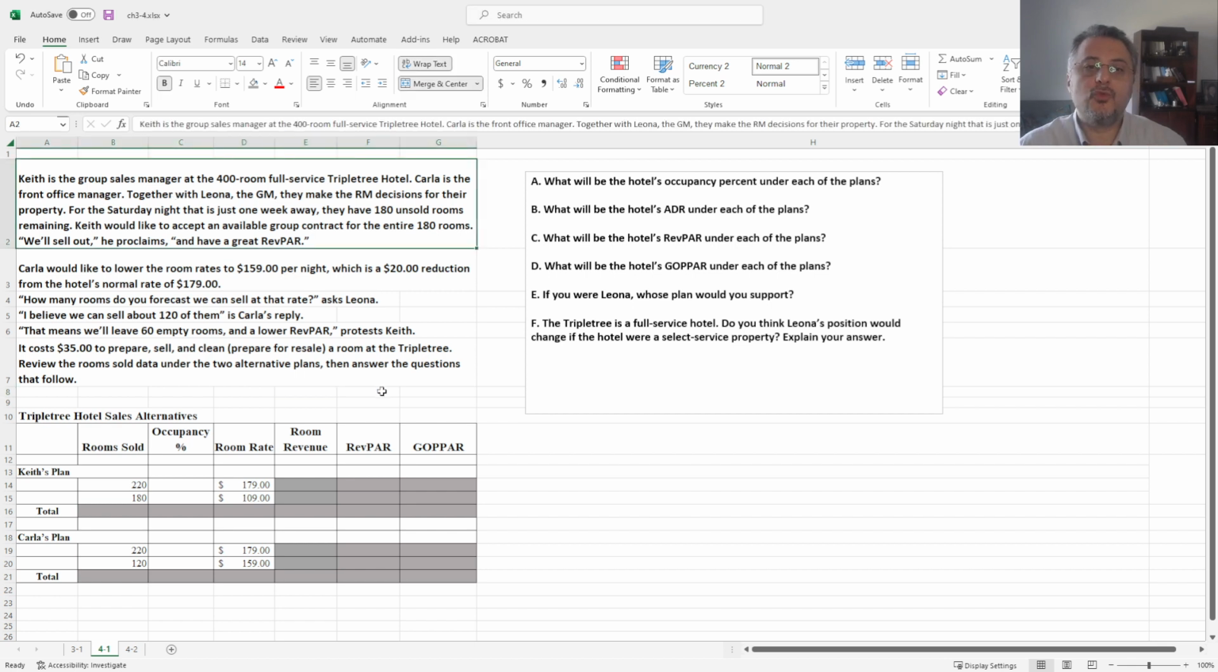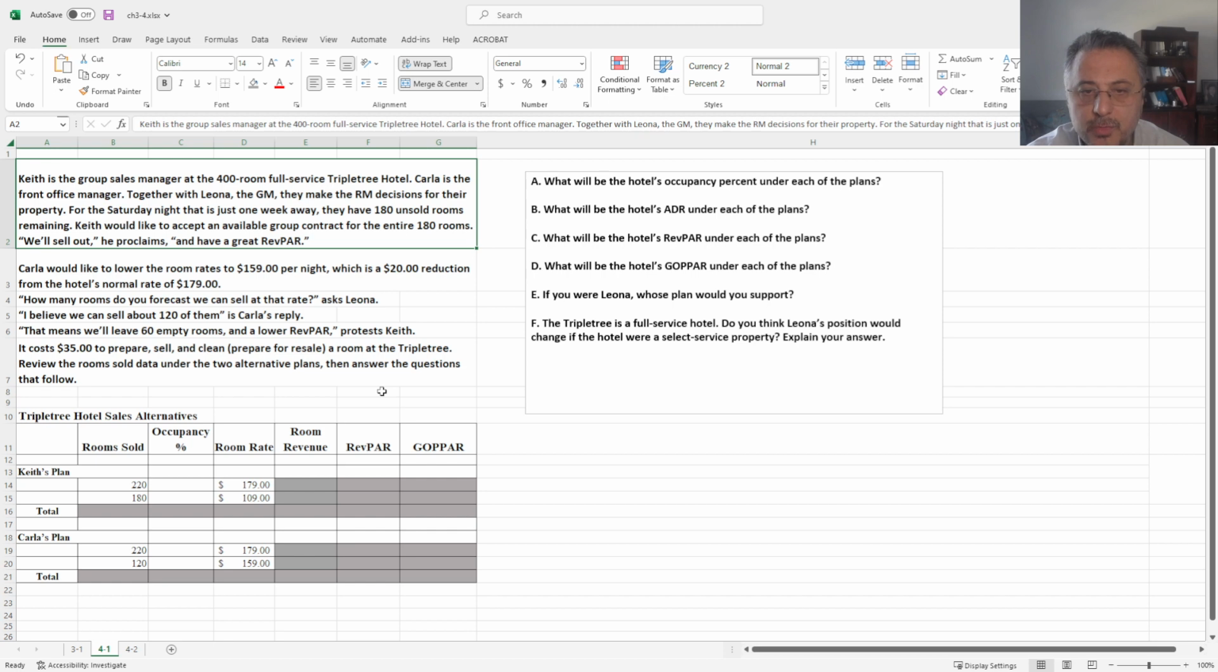Okay, Kate is the group sales manager at the 400-room full-service 333 hotel. Carla is the front office manager. Together with Leona, the general manager, they make revenue management decisions for their property. For the Saturday night, that is just 1 week away, they have 180 unsold rooms remaining. Kate would like to accept an available group contract for the entire 180 rooms. "We'll sell out," he proclaims, "and have a great RevPAR."